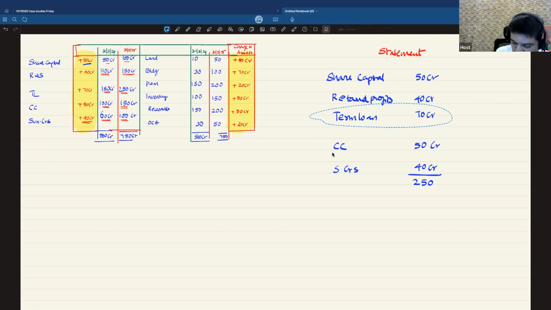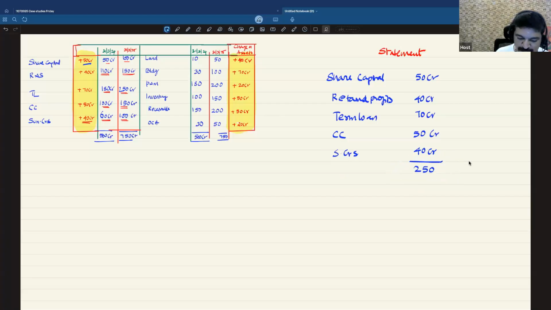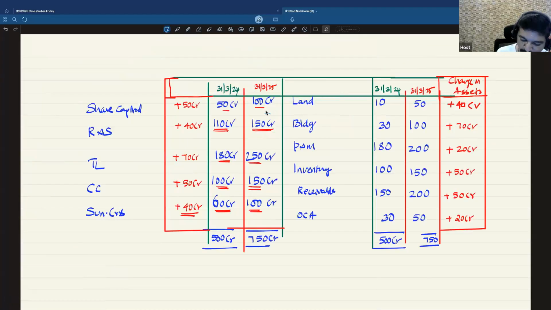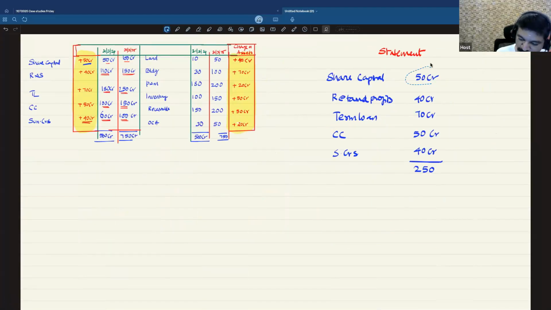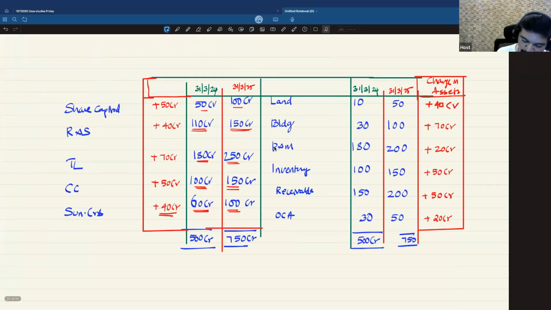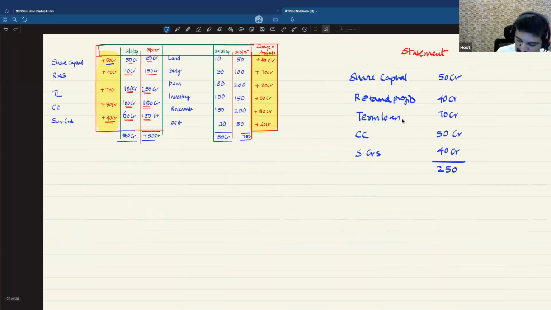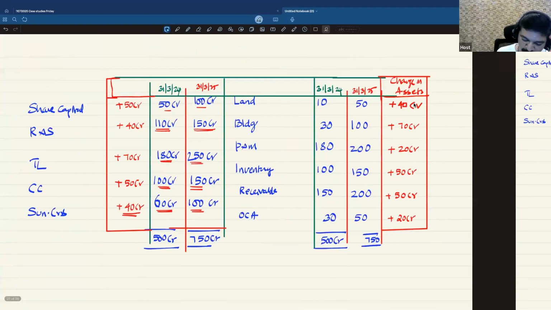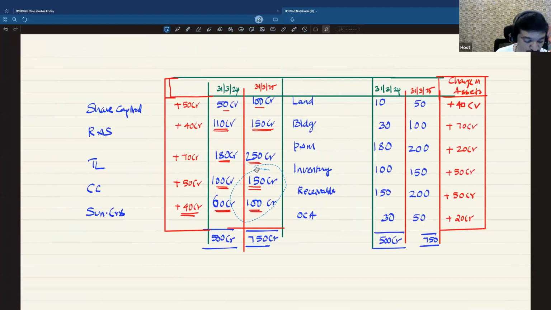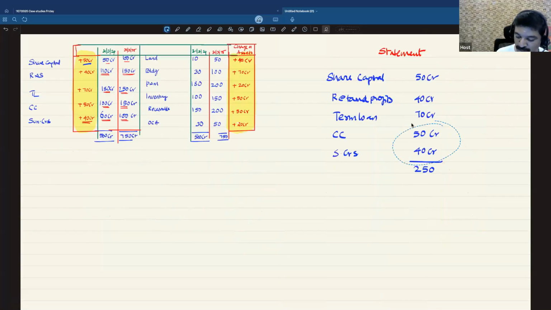So this is how the money flowed in during the year, and this information is absolutely not visible in the balance sheet. Because if you look at the latest balance sheet, you see 100 crore, 150 crore. But what actually happened is 50 crore and 40 crore. The term loan shows 250 crore, but what actually flowed in during the year is 70 crore. The CC and sundry creditors show 150 and 100, but what literally flowed in during the year is only 50 and 40. So you get to know how the funds have flowed in. So this is the total sources.